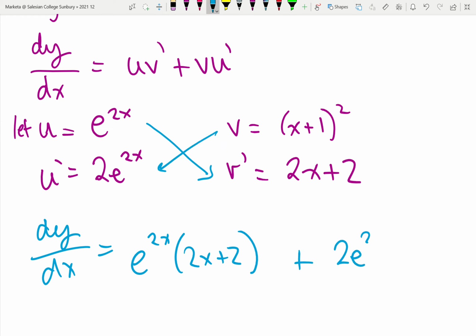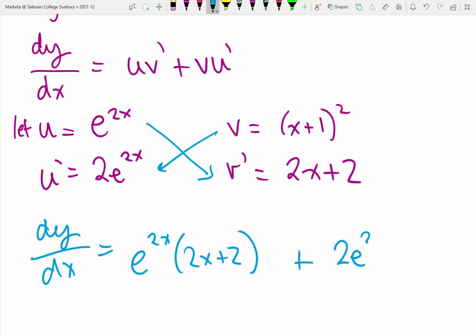So when x equals 0, the gradient of our tangent is going to be 2e^(2 times 0)(0 plus 1)(2 plus 0). Remember, anything to the power of 0 is 1. 2 times 1 is 2, times 1, times 2 equals 4. So far we've got the equation of the tangent: y equals 4x plus c.